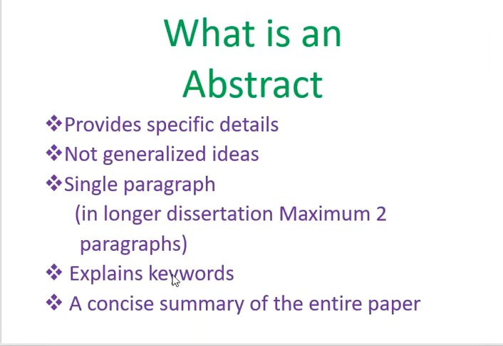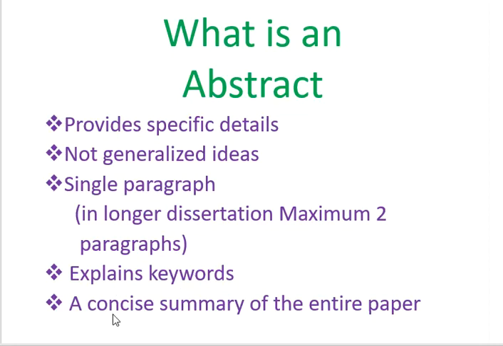So what does an abstract do? An abstract provides specific details. It does not state generalized ideas. Normally it consists of a single paragraph, but for a longer dissertation it can be a maximum of 2 paragraphs. And remember, every research paper and title has some keywords, so in your abstract there should be a proper explanation of the keywords. We'll talk about the keywords, and I will show you practically how to use these keywords and how to explain them in your abstract.